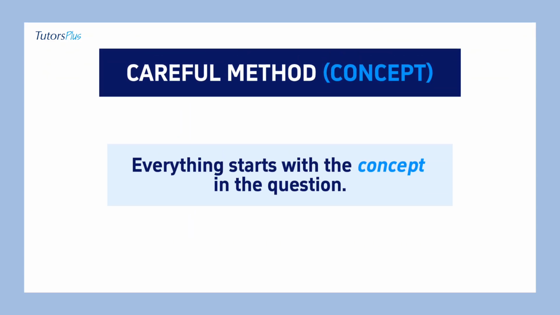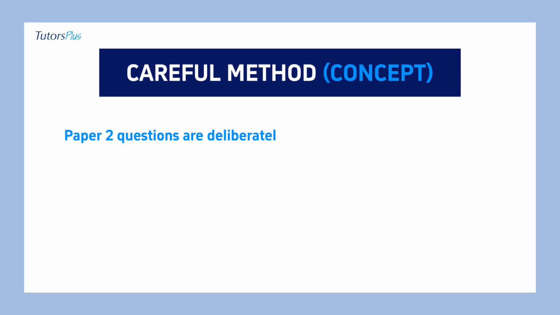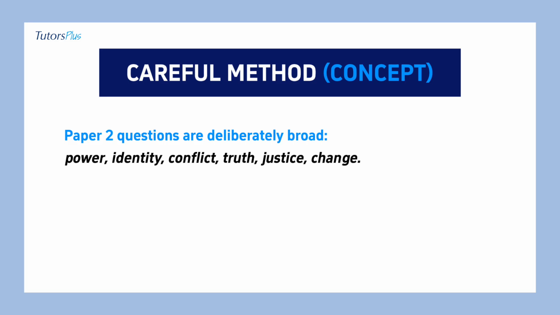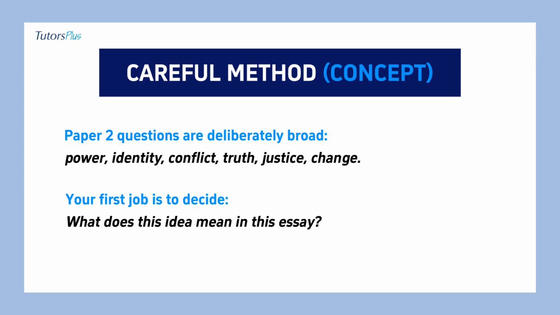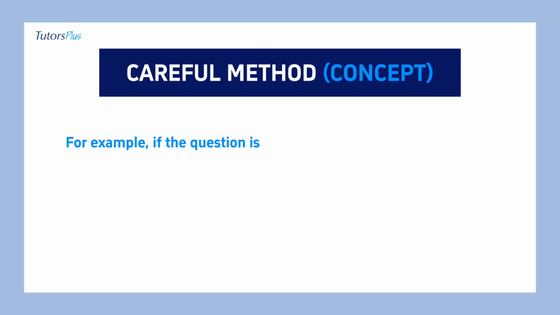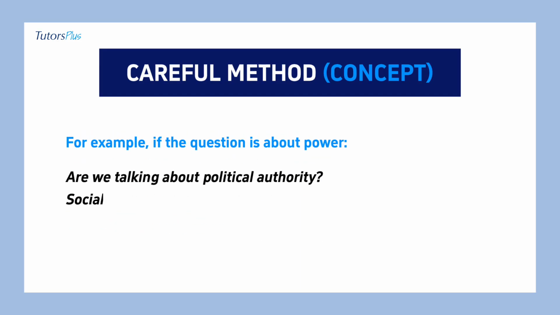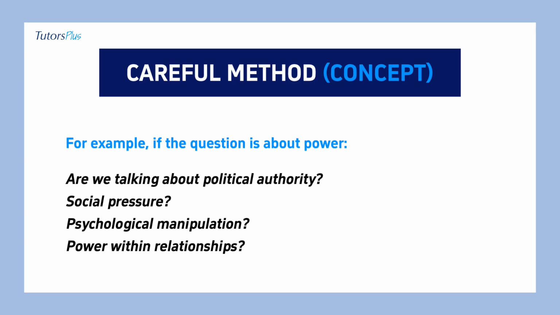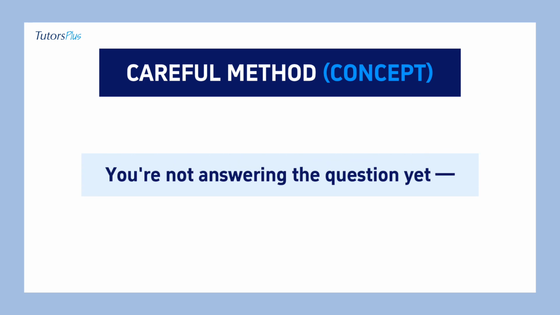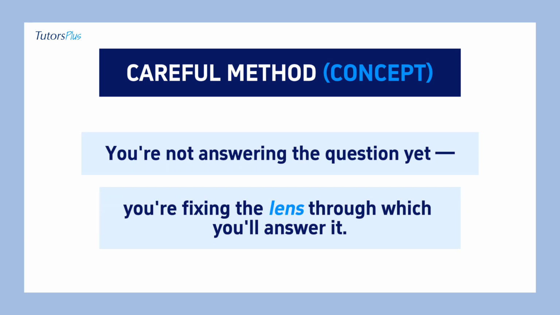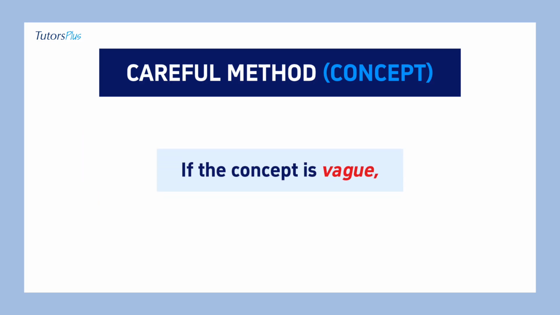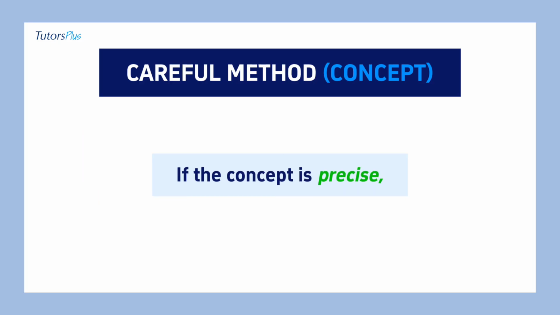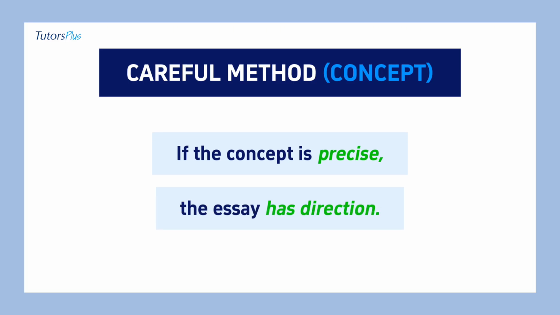Now, we begin with the C, concept. Everything starts with the concept in the question. Paper 2 questions are deliberately broad. They're power, identity, truth, justice, change. And your first job is to decide, what does this idea mean in this essay? For example, if the question is about power, are we talking political authority, social pressure, psychological manipulation, power within relationships? You're not answering the question yet, and that's crucial. You're fixing the lens through which you'll answer it. And if your concept is vague, your essay will stay vague. If your concept is precise, the essay has direction.